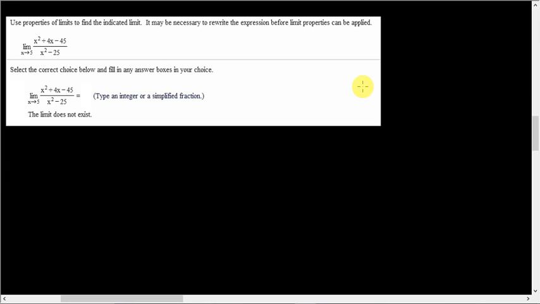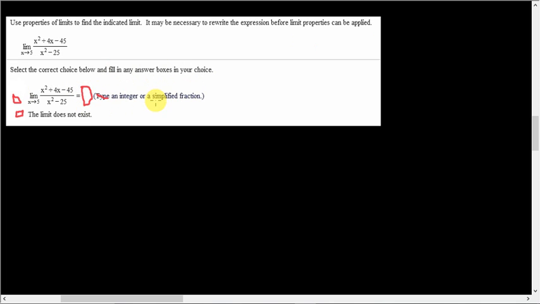Use properties to find limits, and these are supposed to be separate answers. Use properties of limits to find the indicated limit. It may be necessary to rewrite the expression before limit properties can be applied. Select the correct choice below and fill in any answer boxes in your choice. Type an integer. I guess we'll just check one of them. Oh, that's right, it's asking us to give an answer.